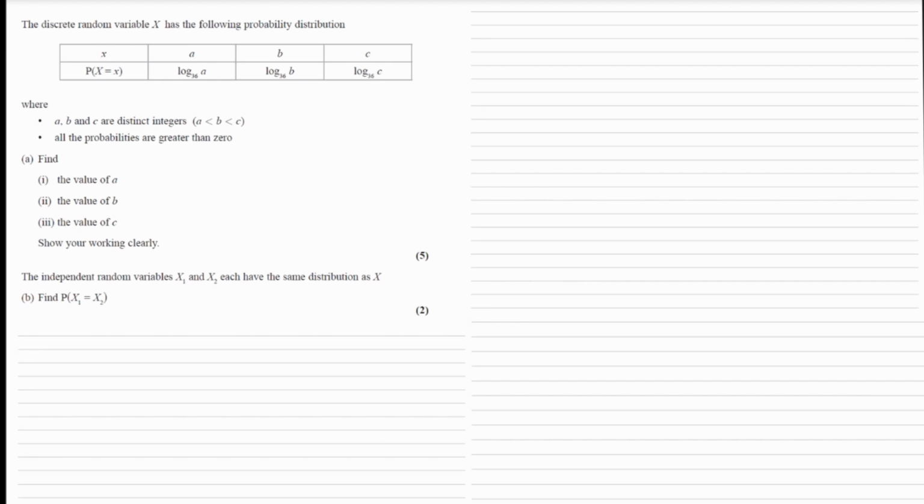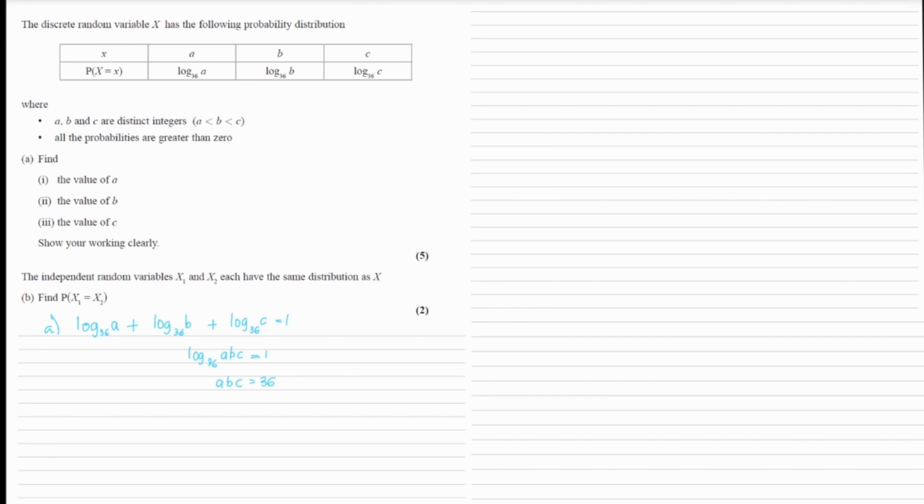Show your working clearly. For part A, we know that all our probabilities in our probability distribution table should add up to 1. So we are going to write log A base 36 plus log B base 36 plus log C base 36 should equal to 1. Using our laws of log, we can rewrite this as log A, B, C base 36 is equal to 1, which therefore means that A, B, and C is 36.